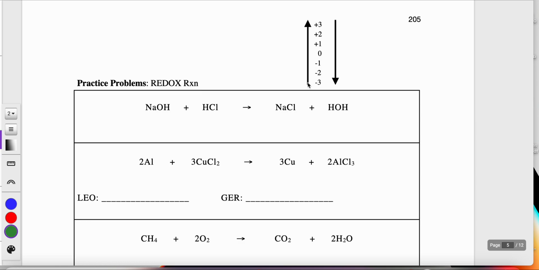If you climb up the ladder, you are going through a LEO process. So I'm going to write LEO right here. And if you're going down the ladder, then you are going through a GER process.